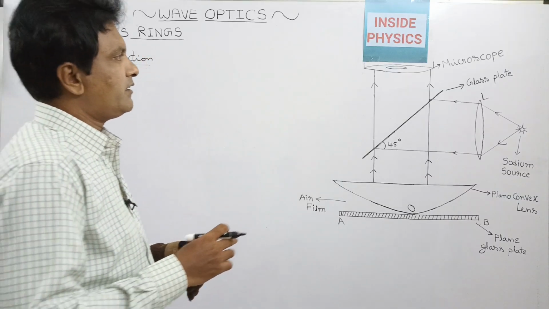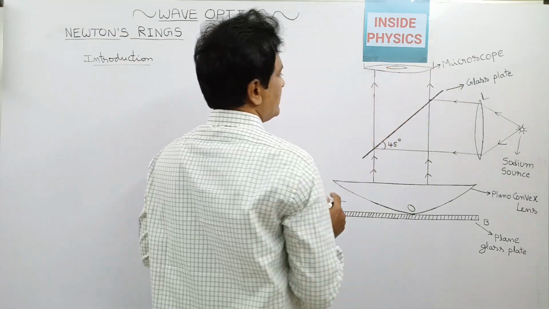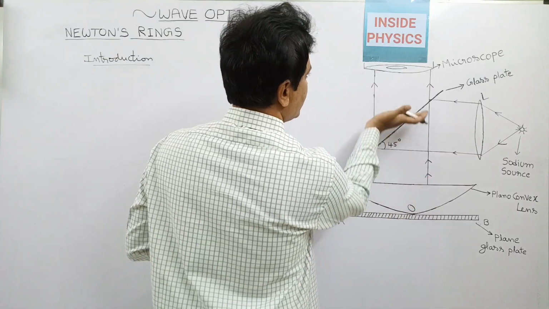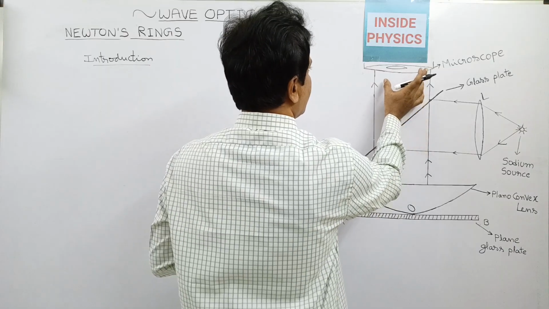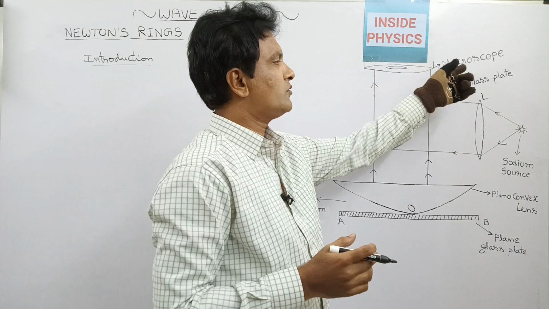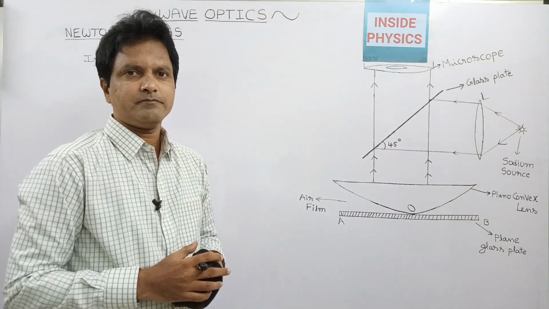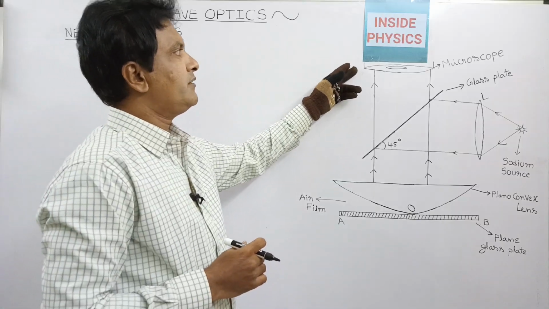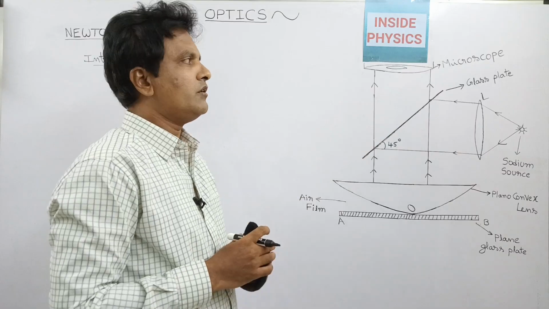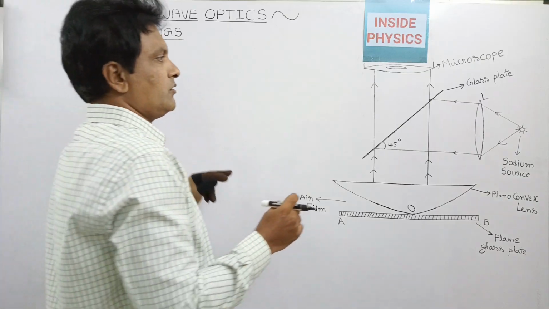So the rings pattern can be observed through this traveling microscope here, exactly put above the convex lens. To view the reflected rays, the rings pattern, you can view with a microscope. We cannot see the rings pattern with the naked eye. Why? Because they are of very small wavelength.